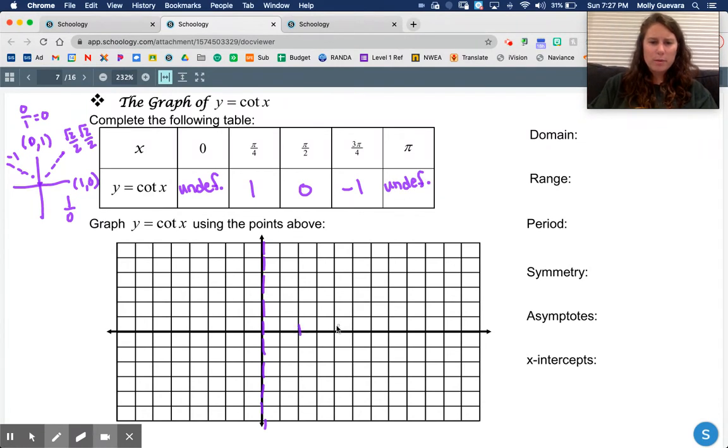So I'm going to draw my 4 tick marks. And this is going from 0 to pi, so I'm going to label this 4th tick mark pi. And at pi, it is also undefined. So I also know that there's an asymptote there. Okay, I know halfway, which is pi over 2, is 0. And then a quarter of the way, which is pi over 4, is 1. And then 3/4 of the way, it's negative 1.